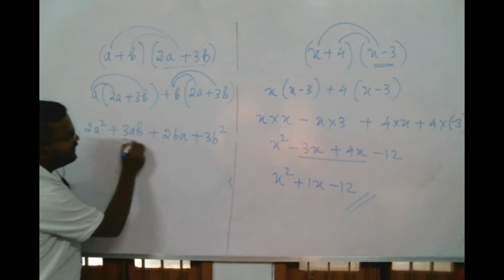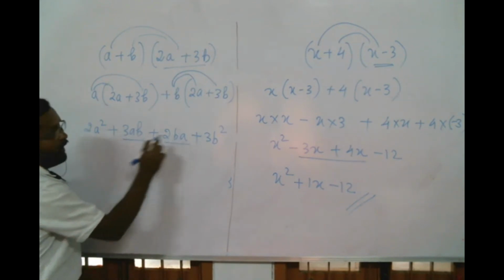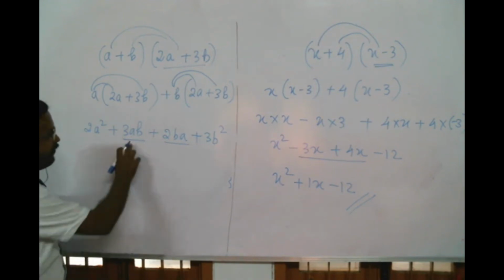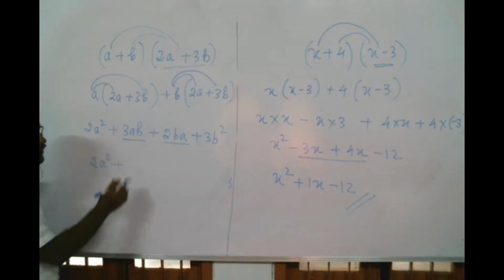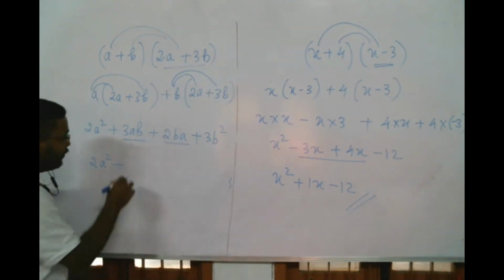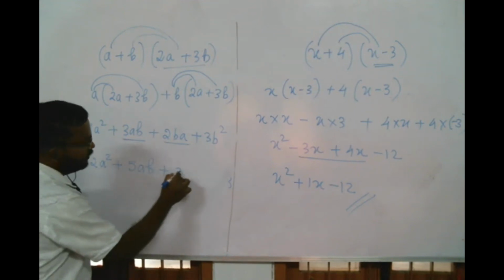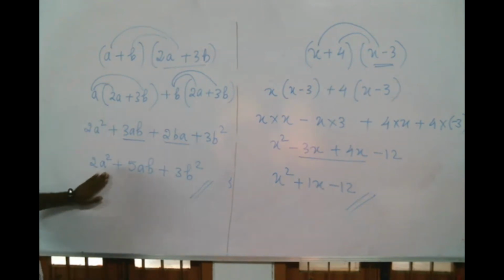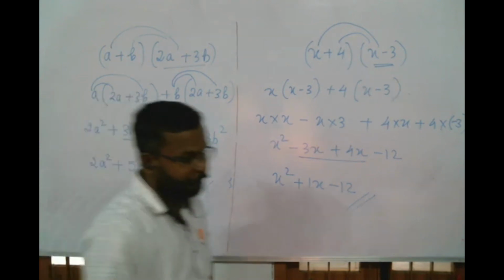Now this 3AB and 2BA, AB and BA are like terms, just they are reversed. They are like terms and we can simplify them. So 2A square plus 3AB plus 2BA. 3 plus 2 how much you will get? Plus 5AB plus 3B square. So this is your answer: 2A square plus 5AB plus 3B square.